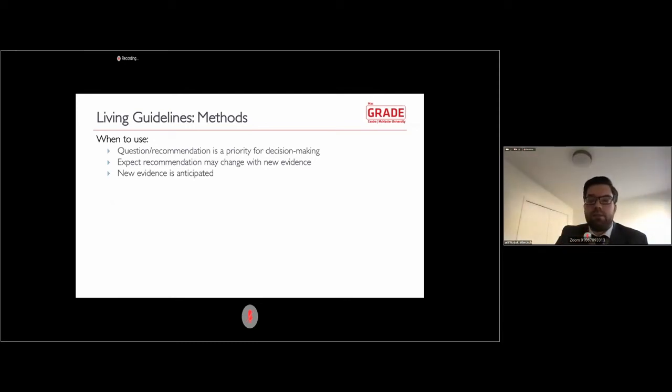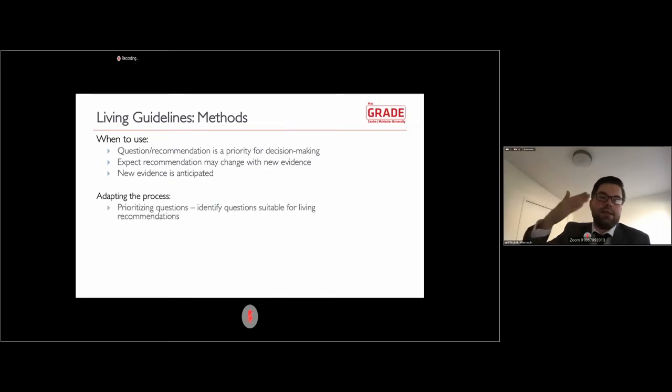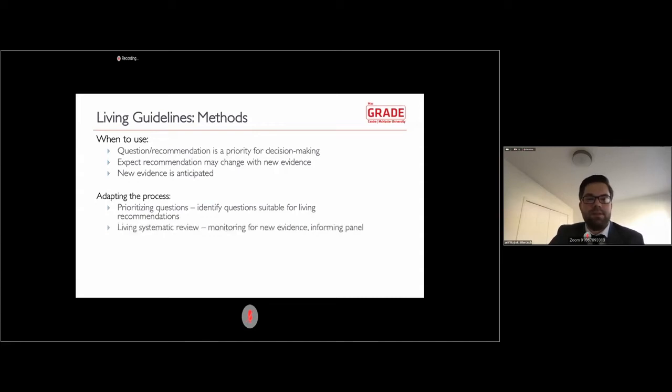There may be research in progress that we know of, but decision makers need a recommendation now, and the living guideline approach will maintain that recommendation and assess any changes as new evidence becomes available. And for this, we can adapt the process, again, thinking back to the steps of guideline development in the guideline development checklist. For prioritizing questions, we want to identify questions that are suitable for living recommendations.